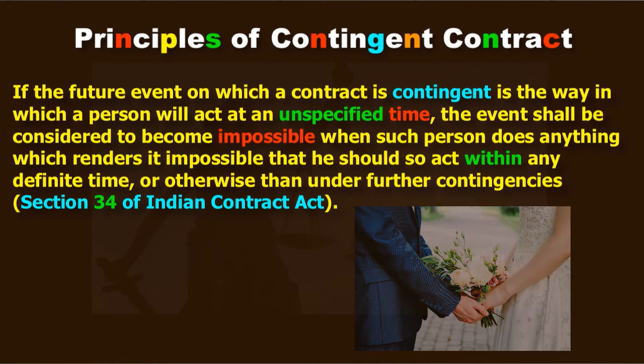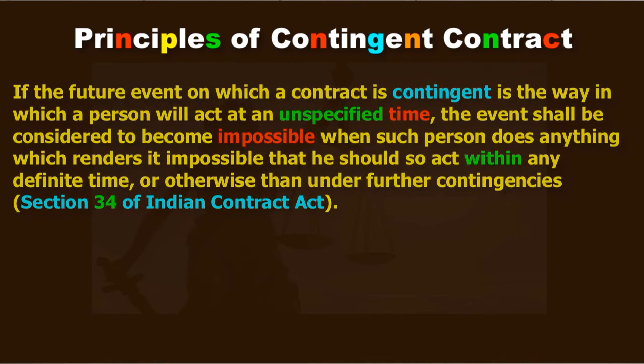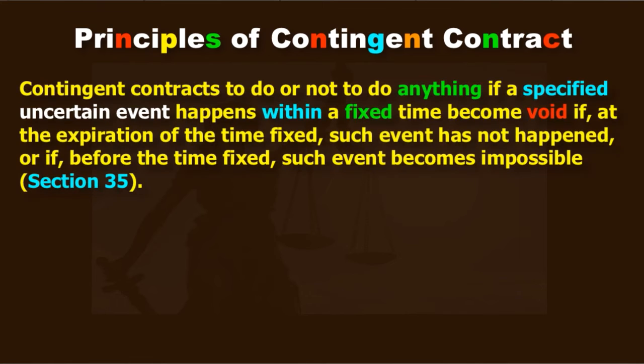Now the next point is defined under section 35. What it says is, contingent contracts to do or not to do anything if a specified uncertain event happens within a fixed time become void if at the expiration of the time fixed such event has not happened, or if before the time fixed such event becomes impossible.